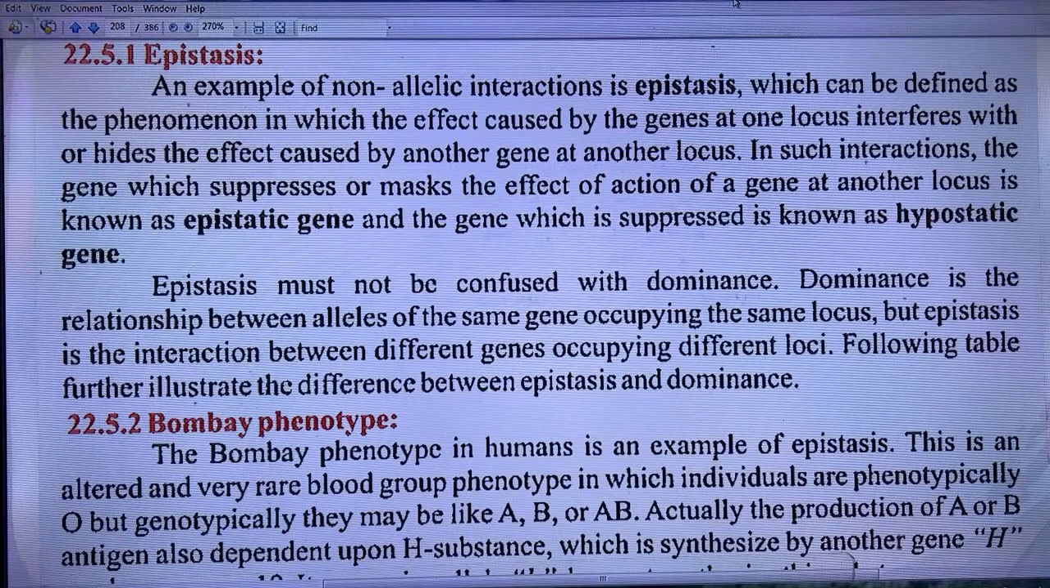Epistasis must not be confused with dominance. Dominance is the relationship between alleles of the same gene occupying the same locus, but epistasis is the interaction between different genes occupying different loci. The following table further illustrates the difference between epistasis and dominance.